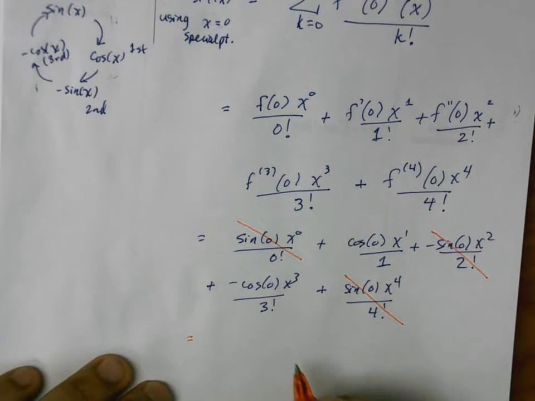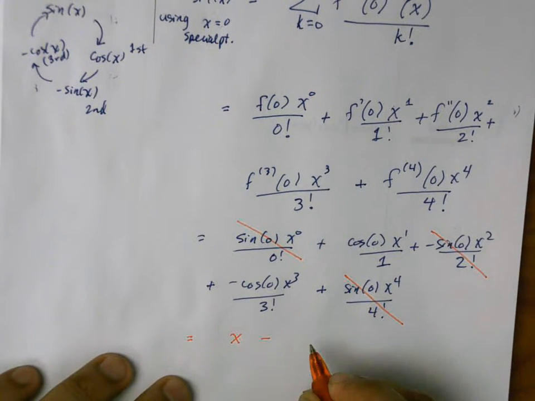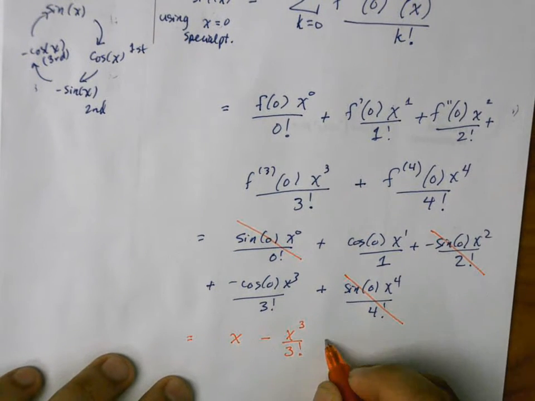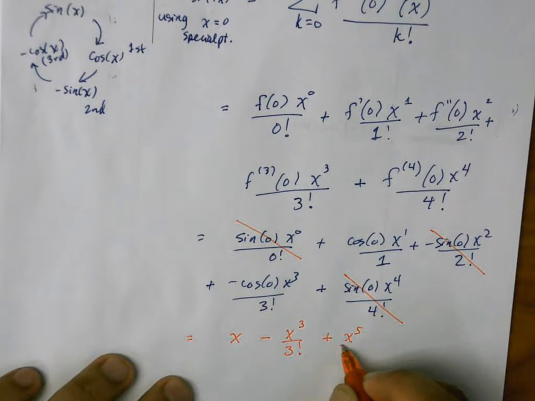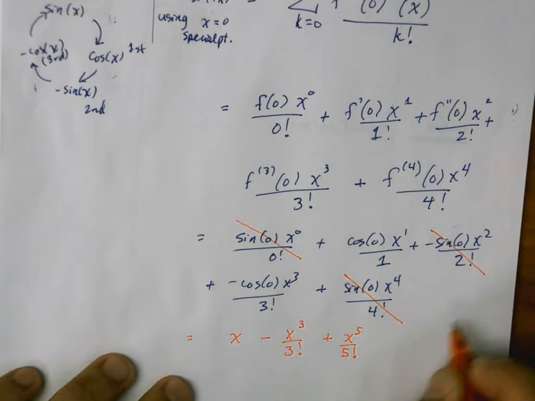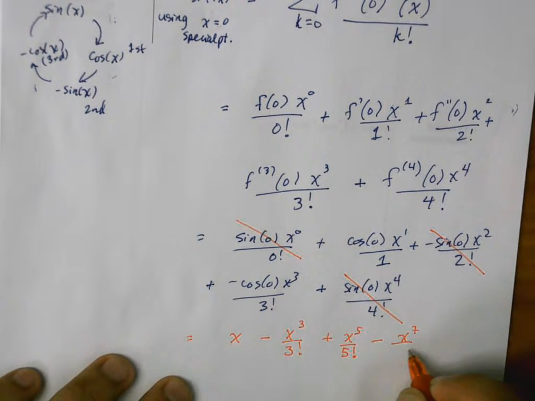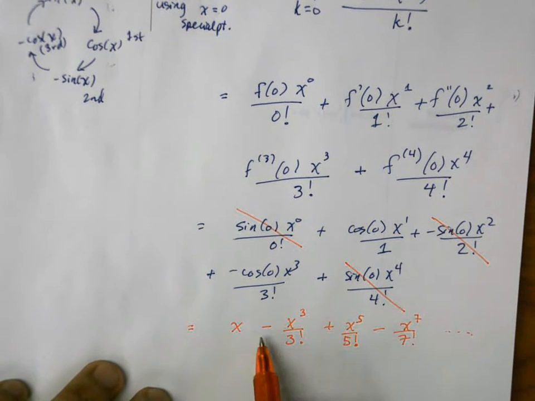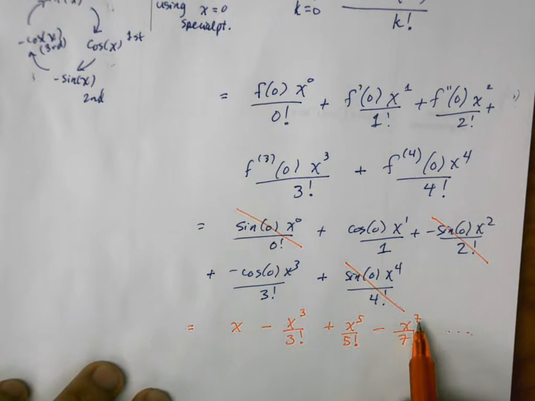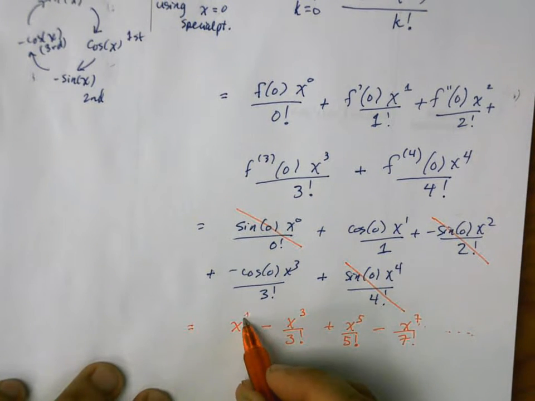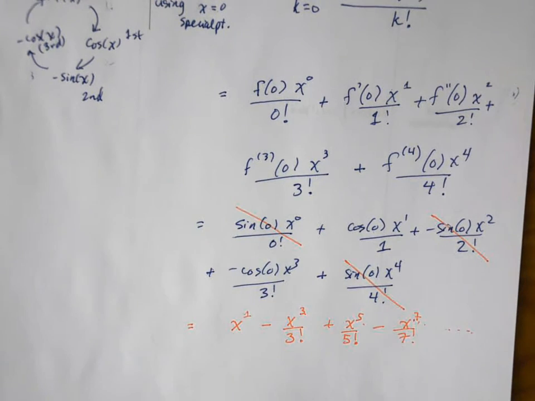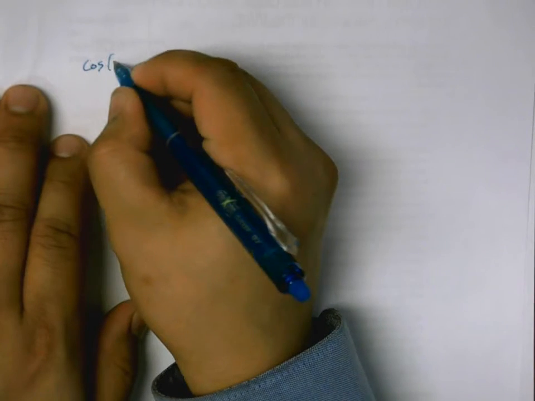So what we have left here is x minus x cubed over 3 factorial. And the next term here is going to be plus x to the fifth over 5 factorial minus x to the 7th over 7 factorial, and so on. In other words, all the odd powers. So the signs are alternating, and then the powers here are just all the odd ones. x to the first, x to the third, x to the fifth, x to the 7th, and so on. Okay. Now I'm going to continue and show you what happens to cosine.